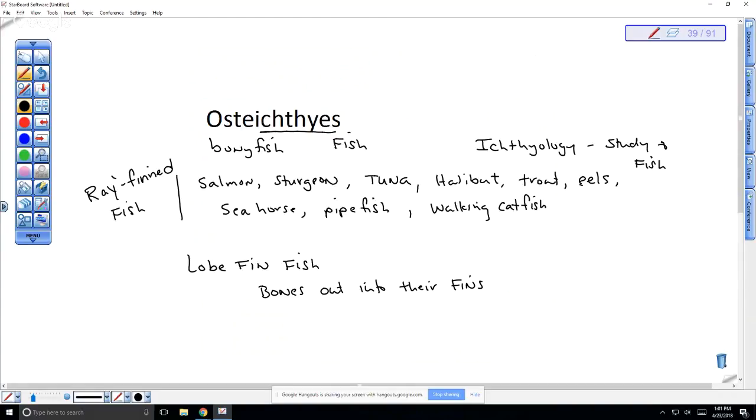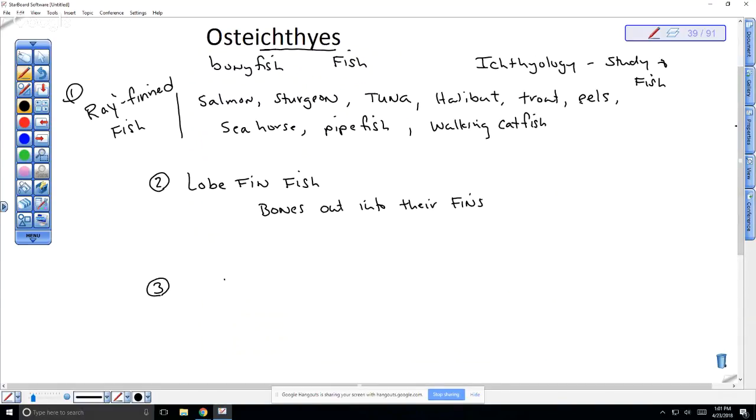So the other group of fish that we have, so this is one, two, three, we have the lungfish. And these are not very diverse either. They're found generally in Australia and Africa and in South America. So they're not native to our part of the world. So there's lots of lungfish in Australia, Africa, South America. So we do not have lungfish here.